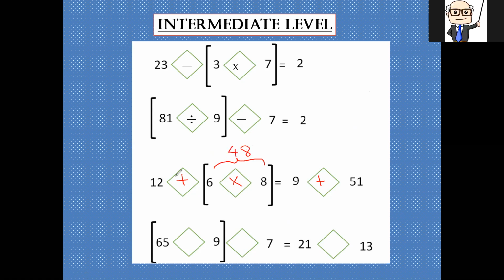And then after that, what did I do? Then I do 12 plus 48, right? Okay, so what's 12 plus 48? 60. And then over here, 9 and 51 also makes, what's 9 and 51? 60. Okay, so 6 times 8 equals 48. Now anybody can do the next one?